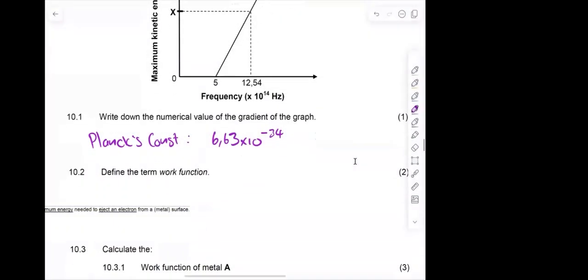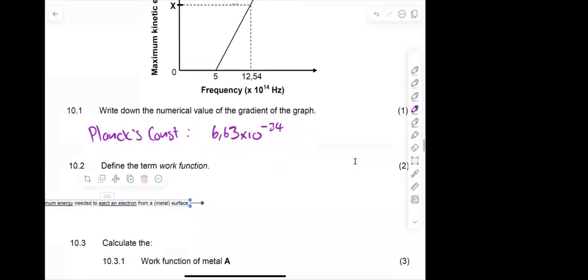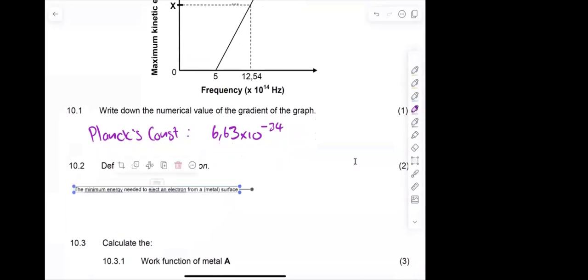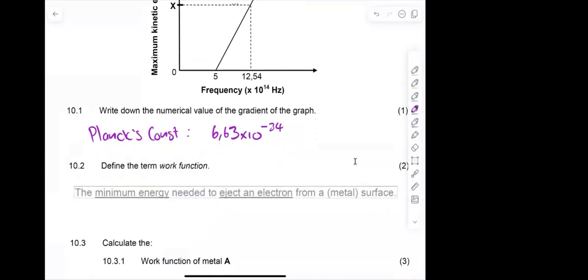So here's our answer. I'm just trying to move this into the right place so you can see it. The minimum energy needed to eject an electron from a metal surface, that is the work function. Then it says 10.3, calculate the work function of metal A, right?